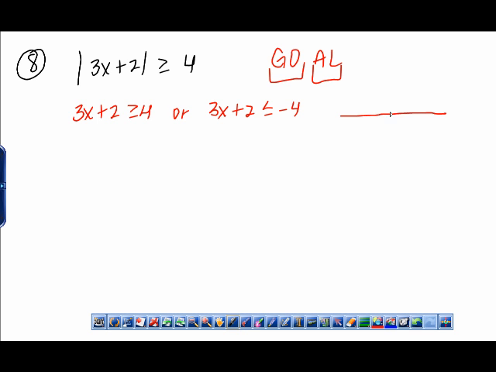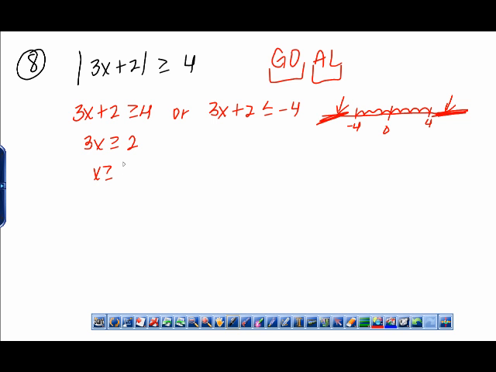If I put this to you on a picture, here's 0. 4 units away would put you at 4 or at negative 4. And if I said the distance between 3x plus 2 and 0 was more than 4 units away, we're talking right here or right here. Okay? We're not talking the middle. We're talking the outer edges. So you're going to have two different intervals and you're going to combine them with a union statement. And so just solve these out separately. These are just linear inequalities you would solve out separately.